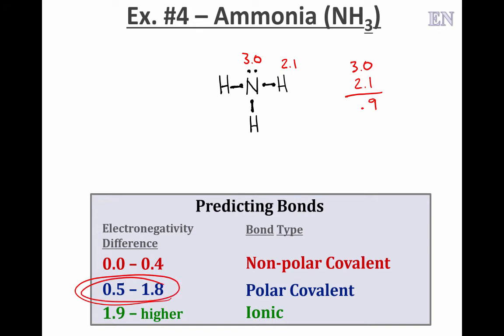In other words, we have a polar covalent bond here, electrons being pulled to the nitrogen, another one here, and another polar covalent bond here, creating a molecule that has 3 partial negative charges on the nitrogen, and each hydrogen has a partial positive charge.